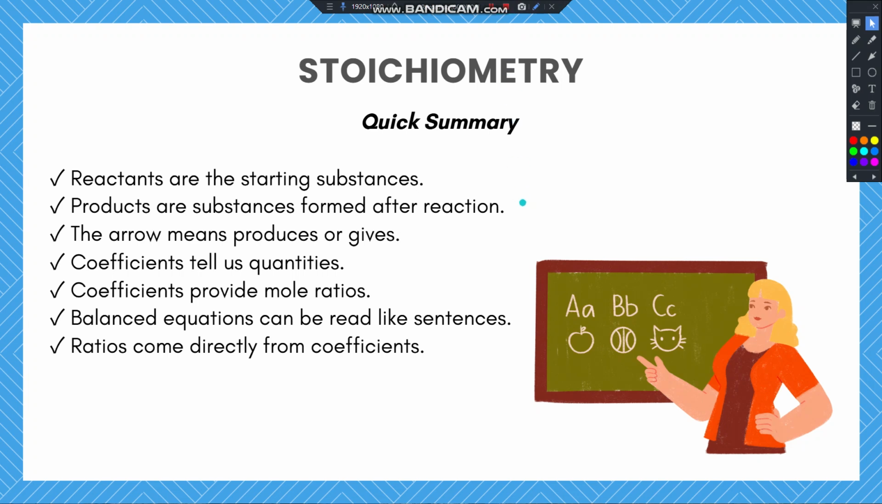So the summary of all we've been saying since the commencement of this video is reactants are simply the starting substances in a chemical reaction. The products are the substances formed after the reaction. The arrow means produces or gives. The coefficients tell us the quantities of substances, and the coefficients provide the mole ratios. So balanced equations can be read like sentences, and the ratios come directly from the coefficients.